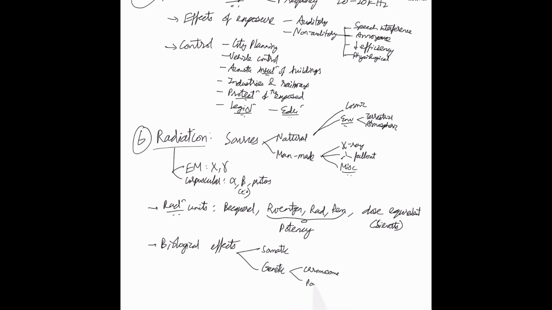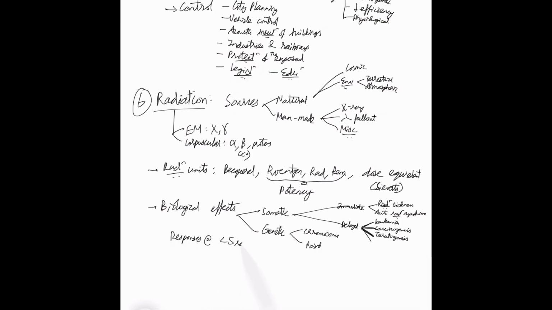The biological effects can be classified into somatic and genetic. Somatic, we have immediate and delayed effects. Immediate effects are radiation sickness and acute radiation syndrome. Delayed effects are leukemia, carcinogenesis, and teratogenesis. Genetic effects, we have chromosomal anomalies and point mutations. Here, responses to different levels of radiation are graded in this manner. More than 2000 rads is inevitably lethal. We also discuss the various protective measures that people routinely exposed to radiation have to undergo.